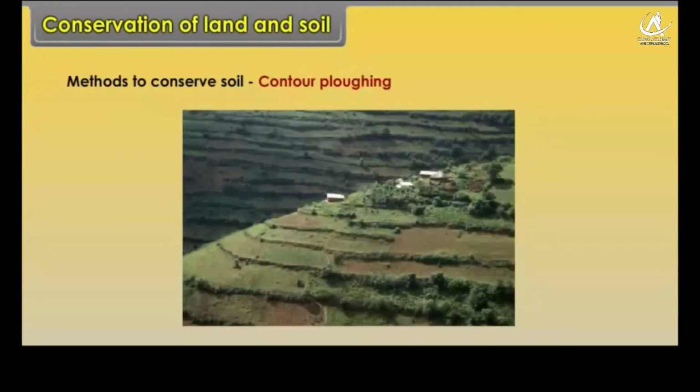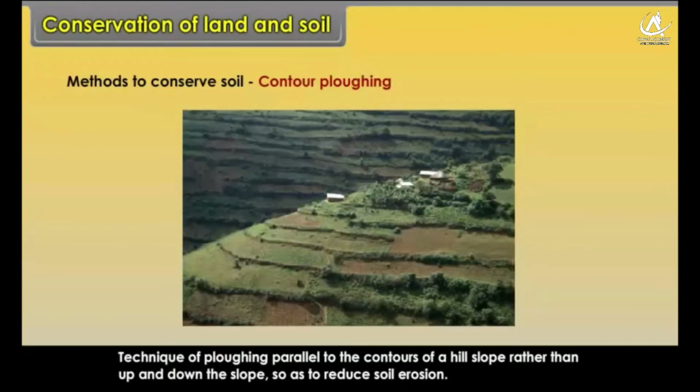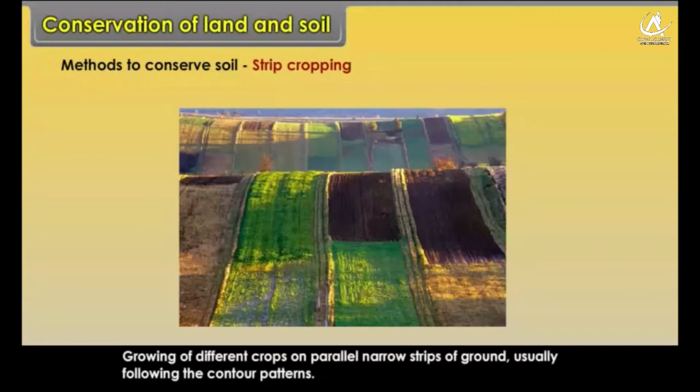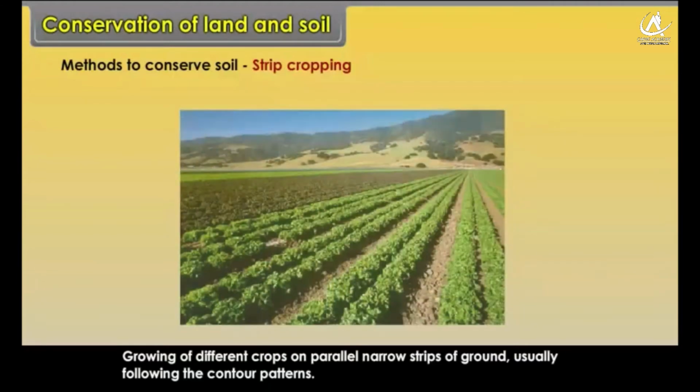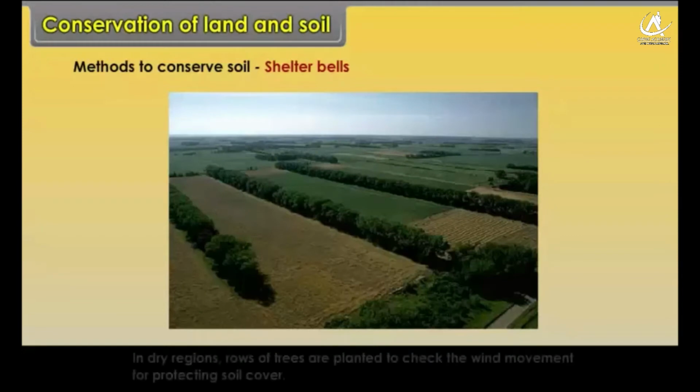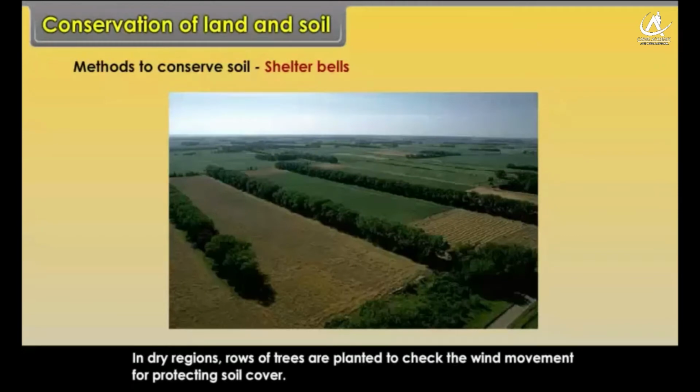Contour plowing. Technique of plowing parallel to the contours of a hill slope rather than up and down the slope so as to reduce soil erosion. Strip cropping. Growing of different crops on parallel narrow strips of ground, usually following the contour patterns. Shelter belts. In dry regions, rows of trees are planted to check the wind movement for protecting soil cover.